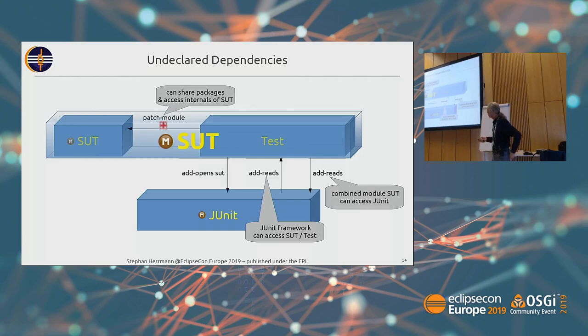Also, the test code needs to expose one of its packages. And there are two flavors of exposing a package. You can make it visible at compile time with add exports, or if it's only for reflection, you say add opens. So with these two arrows, now JUnit is able to reflectively instantiate and invoke your test. So there is a runner in JUnit. You feed all this into the JVM, and it still doesn't work.